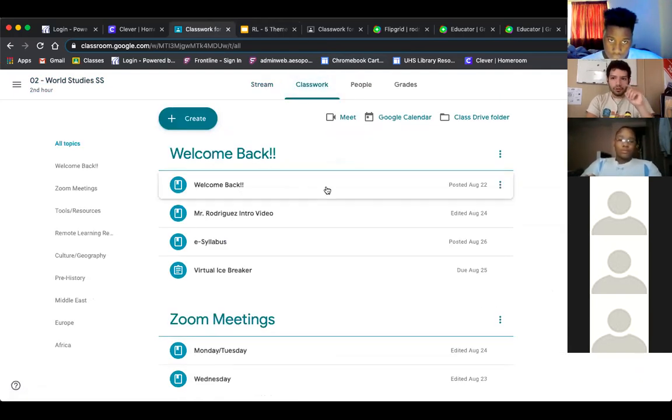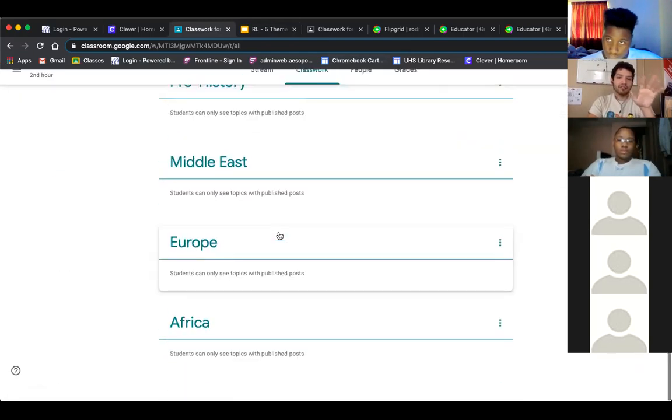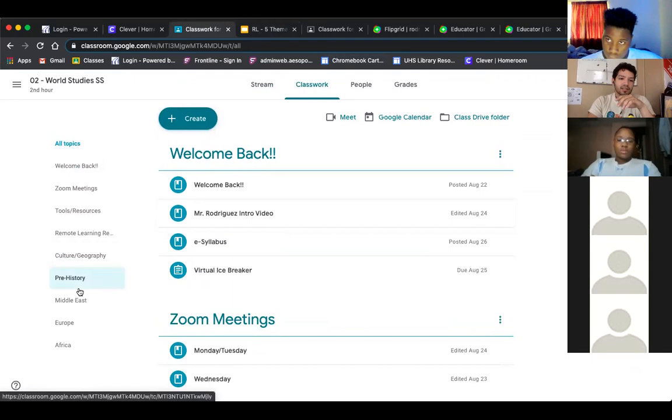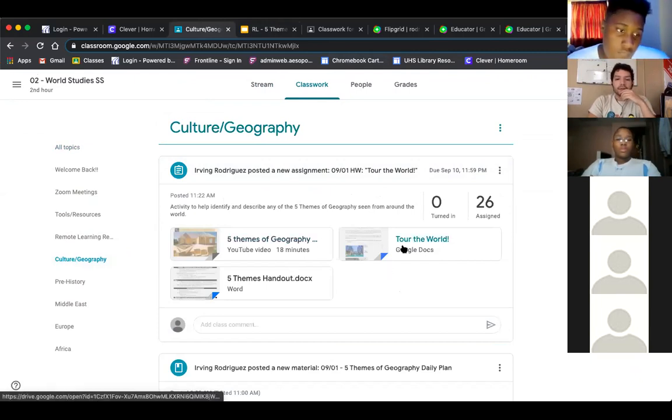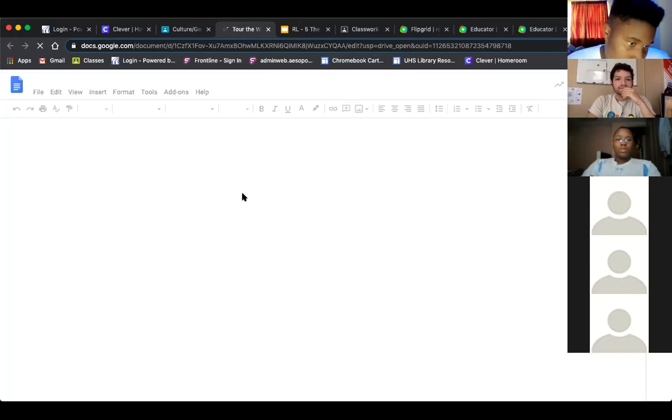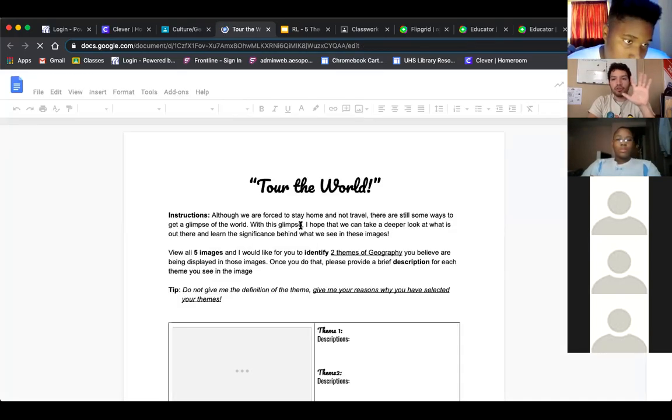The tip about Google Classroom, everybody, is that rather than trying to find things, right now there's not that much stuff in here, but it's always best to check out the topics on the side, to be a little faster. Right now we're in culture and geography. Okay, and here we go. Here's our activity or homework assignment of the day. Here's your task. Now I'll show you what those 5 themes are.